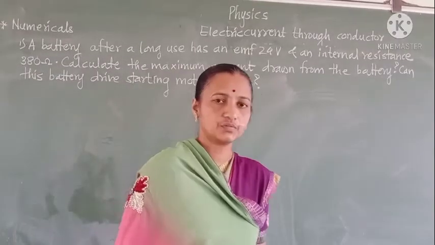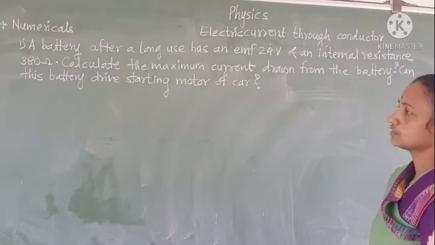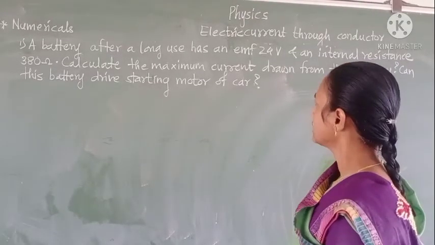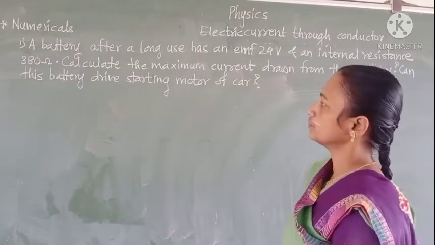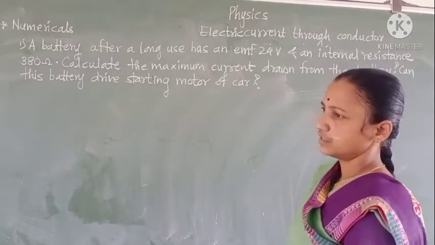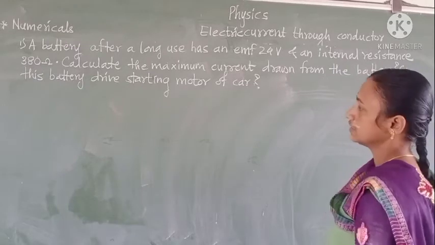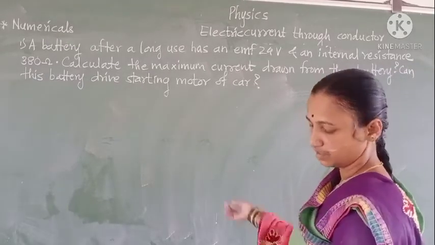Today we have taken numericals on electric current through conductors. Here we have taken an example: a battery after a long use has an EMF of 24 volt and internal resistance of 380 ohm. Calculate the maximum current drawn from the battery. And here we also have another question: can this battery drive the starting motor of a passenger car?